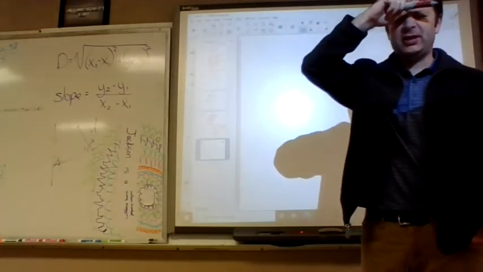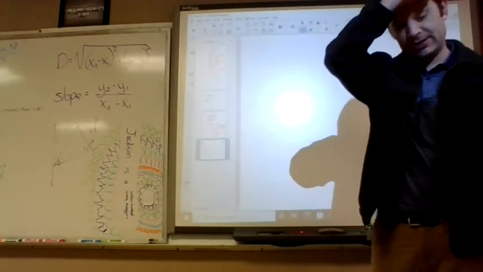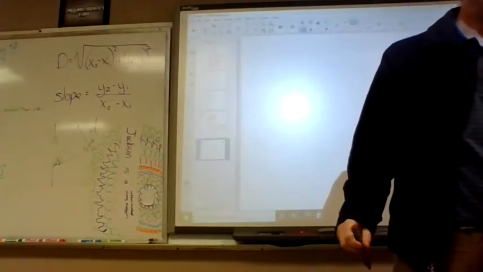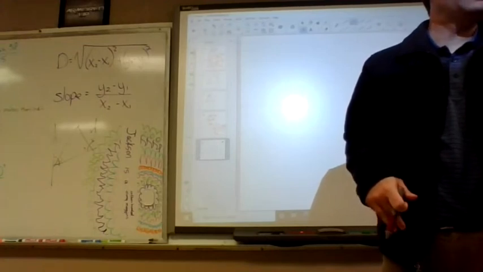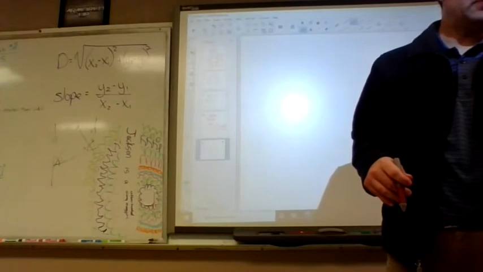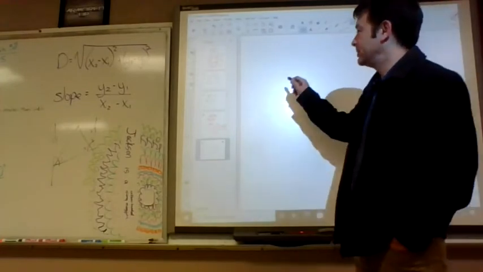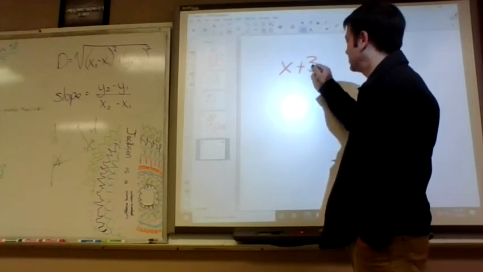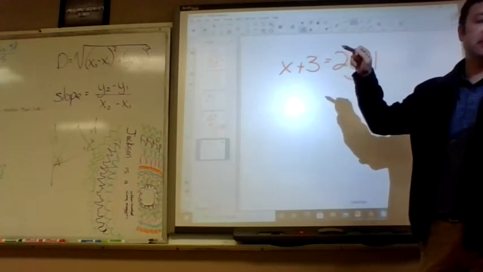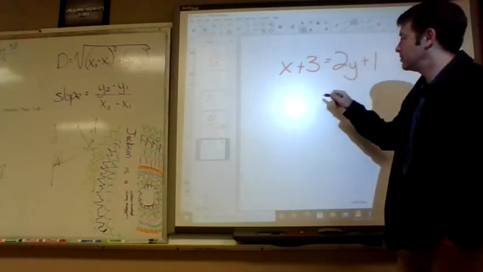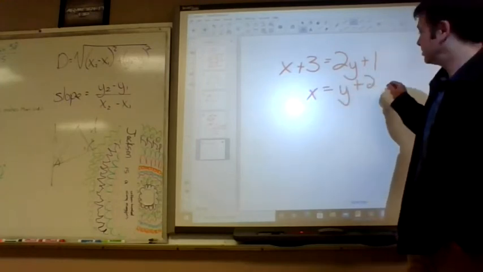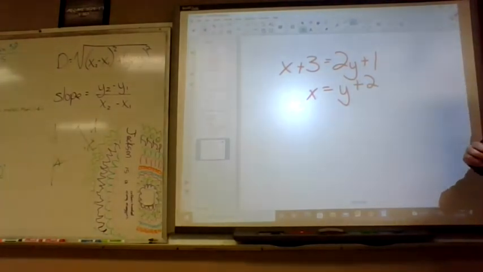Give me an equation with x's and y's, somebody. Something that's true. x plus y equals 5. No, on this problem. x plus 3 equals what in this picture? 2y plus 1. Now, can I solve that? No. What's the other equation? x equals y plus 2. So you can plug in the y plus 2.